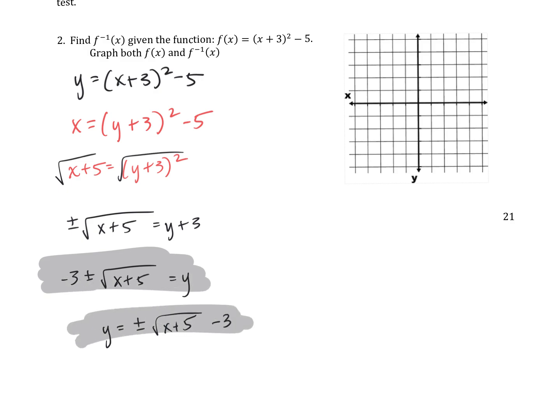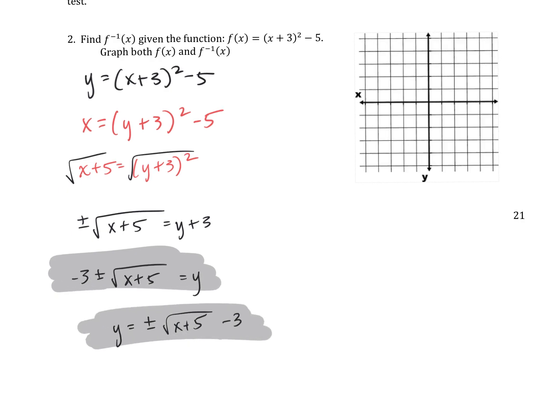Okay, so what I would do, though, for the graphs, you don't know what this graph is going to look like by hand. The plus or minus, I think it's going to be harder. Let's graph our original, then we'll take each point and flip it. What does this original shape look like?